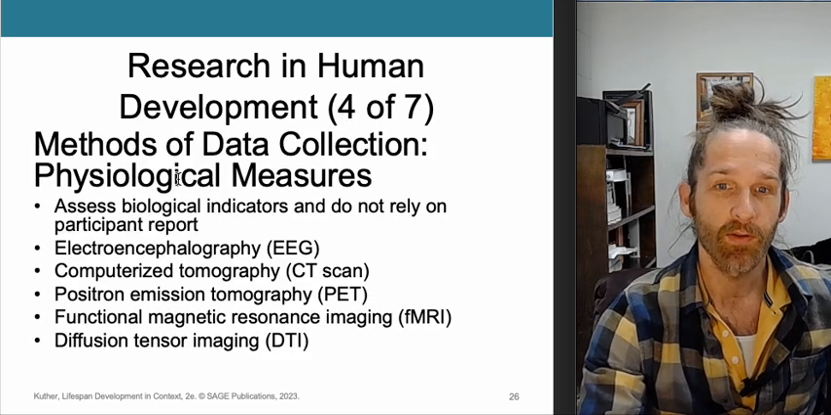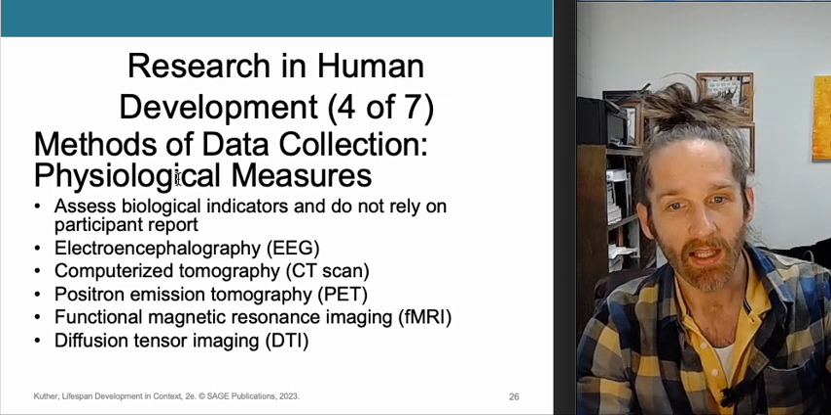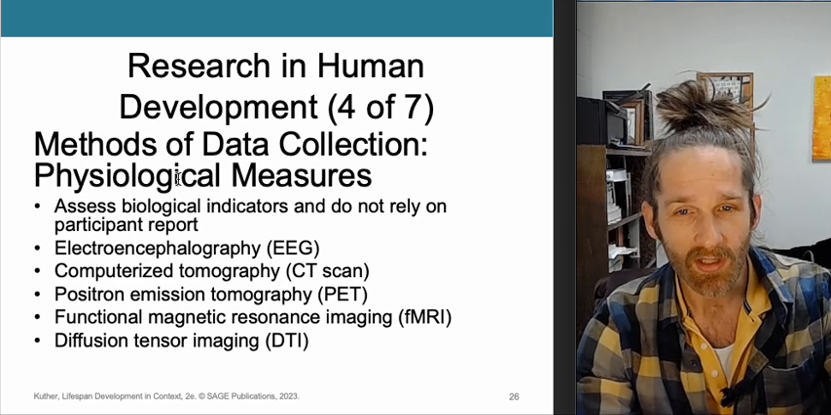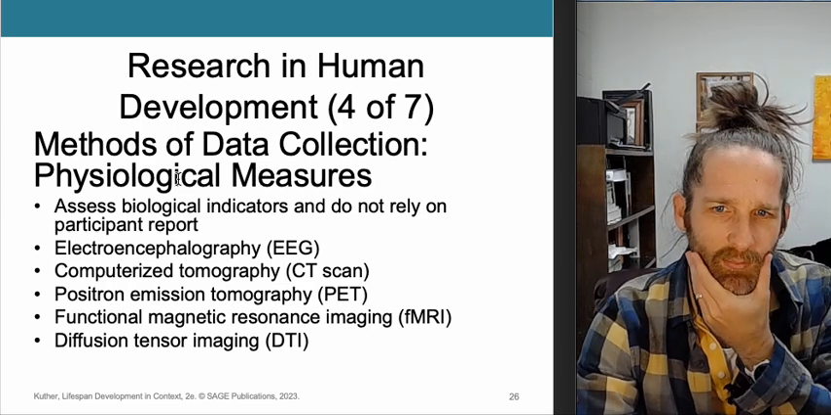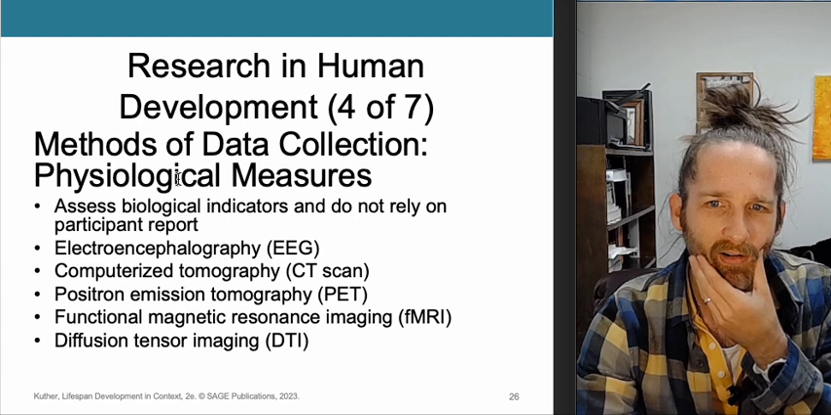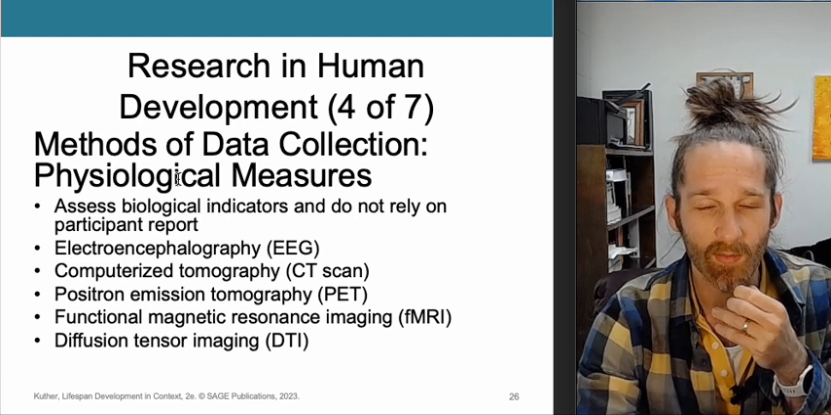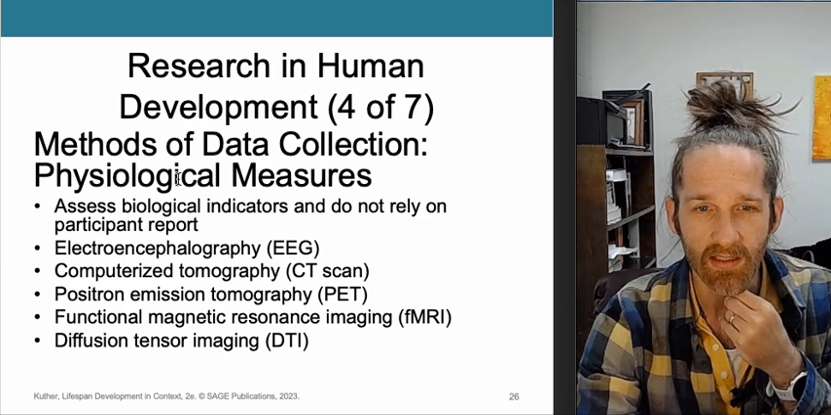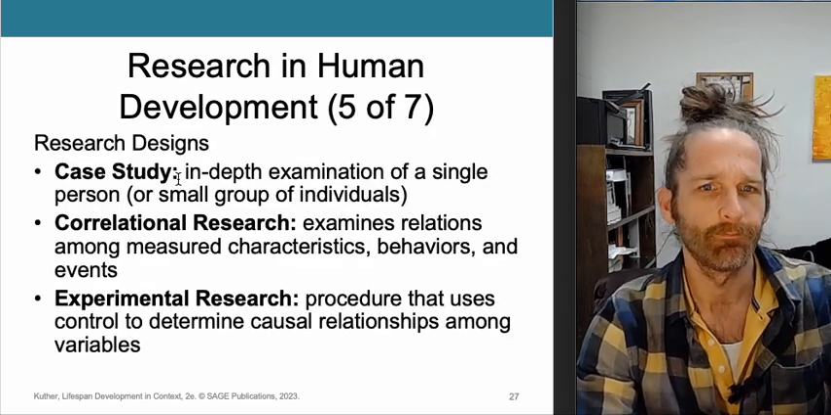There are a whole bunch of physiological measures like brain imaging and skin imaging. And so there are a variety, so the EEG, CT, PET, fMRI are all ways of looking underneath the skin. I believe the diffusion tensor imaging looks at skin conductance, or what's happening on the surface of the skin. Double check that.